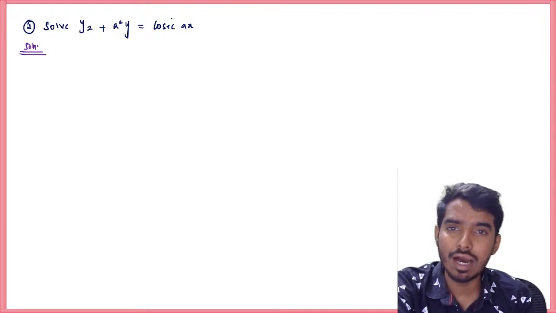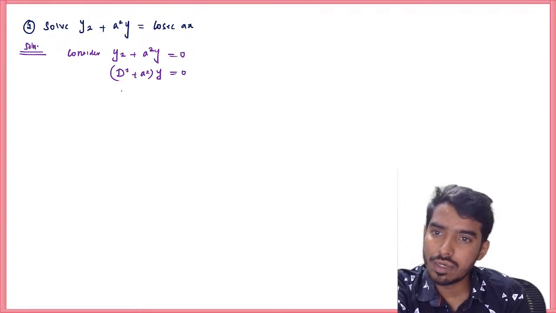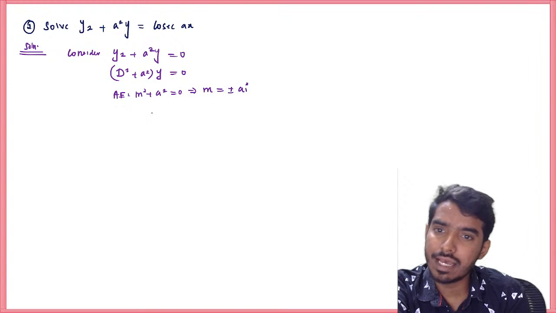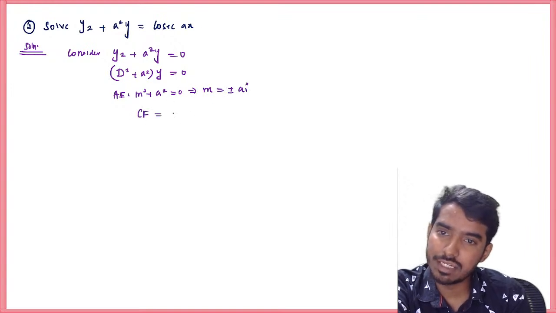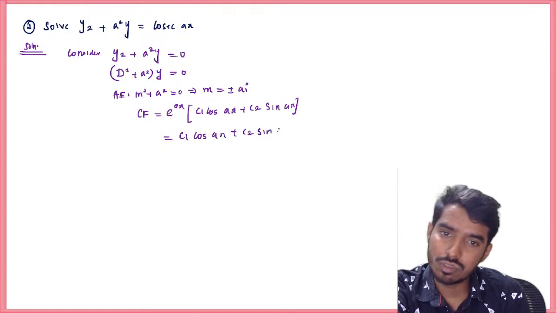First, put r is equal to 0. So we consider y2 plus a square y is equal to 0. This is the same as D square plus a square of y is equal to 0. So your auxiliary equation is m square plus a square is equal to 0. So m is equal to plus or minus ai. Therefore, your complementary function is e power alpha x (c1 cos beta x plus c2 sin beta x). So your CF is c1 cos ax plus c2 sin ax.